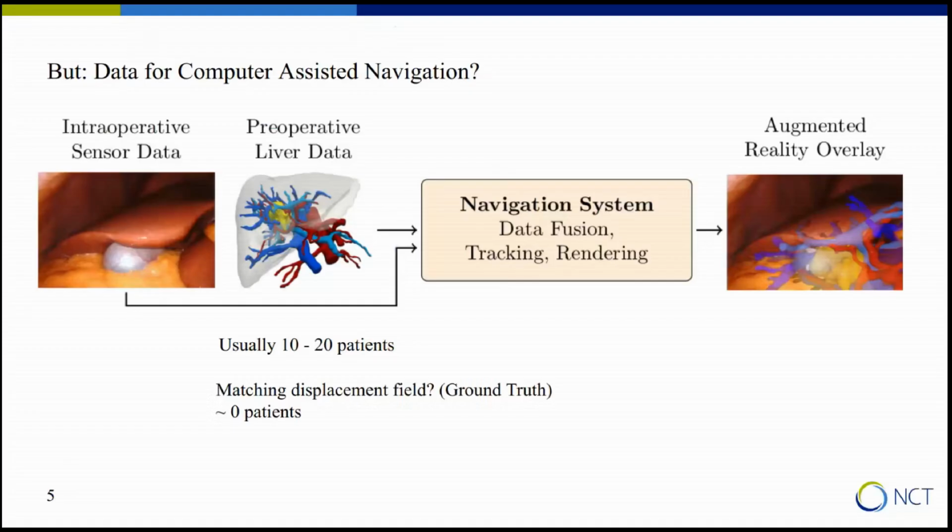And in order to validate the whole system, we have usually around 0 patients, because we don't have a displacement field for the liver. We don't know how exactly it's displaced within the surgery. And that is why we need alternatives, and we tend to go into simulation.